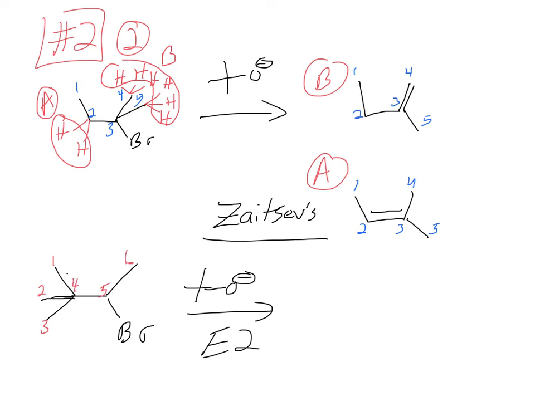How many types of beta hydrogens? Which carbons have beta hydrogens? Just one. Good. Which one? 6. Be careful. Carbon 4 does not have any hydrogens bonded to it. It has 3 other carbons.